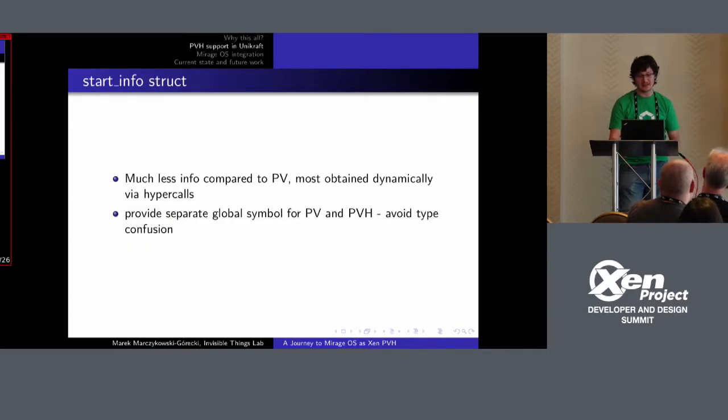Okay. So the next thing is the start info structure. In PVH, it contains mostly a magic number, command line parameters and a list of modules, which are not really useful for Unikraft. Other than that, there's nothing more there. So we need to find two things. One is finding a way to obtain all this information, and MiniOS has PVH support, so we can look at how it's done there.